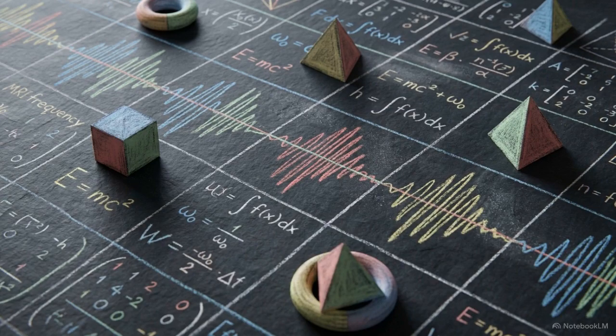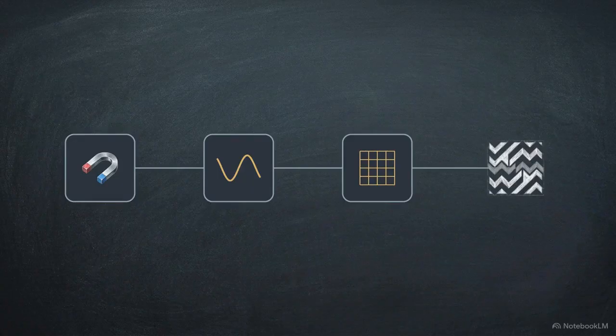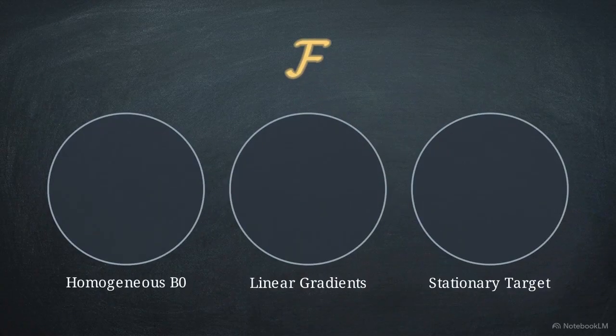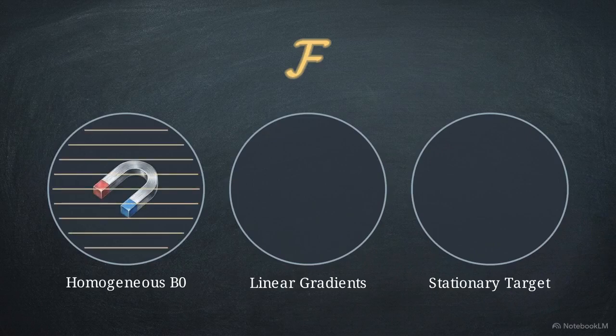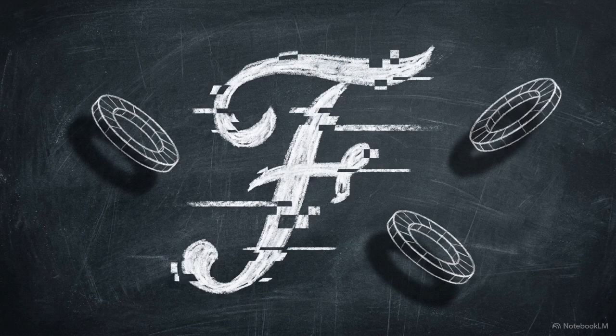MRI artifacts are predictable, mathematical signatures. They are exact readouts of a physical disruption occurring somewhere in the imaging pipeline. The Fourier transform operates on three physical assumptions: a homogeneous primary magnetic field, linear spatial gradients, and a stationary target. When any of those conditions fail, the math breaks.